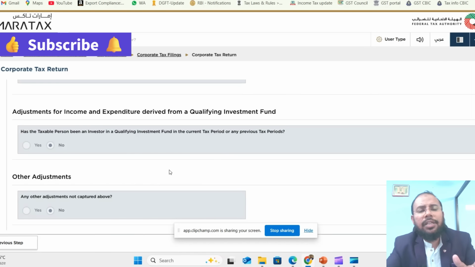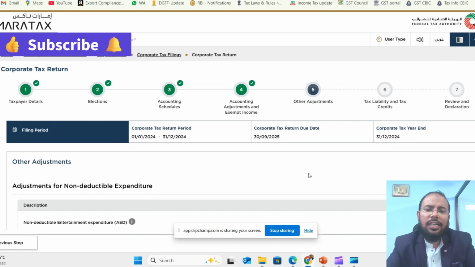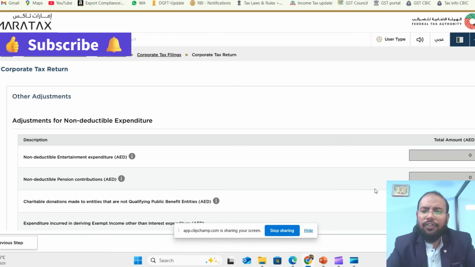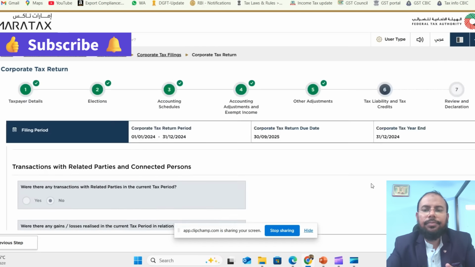Further, other adjustment. Under UAE corporate tax law, there is a requirement to mention any other adjustment. You need to inform accordingly here. I hope you understand this step. We already covered all the scenarios of step 5. After understanding, we need to click next.